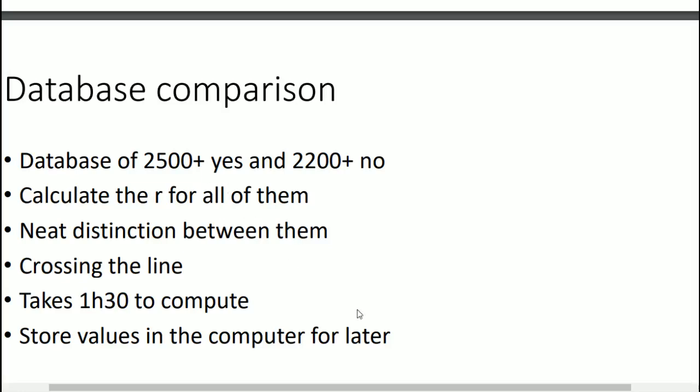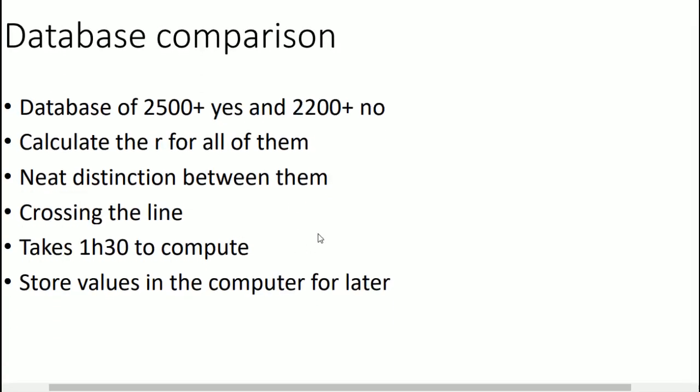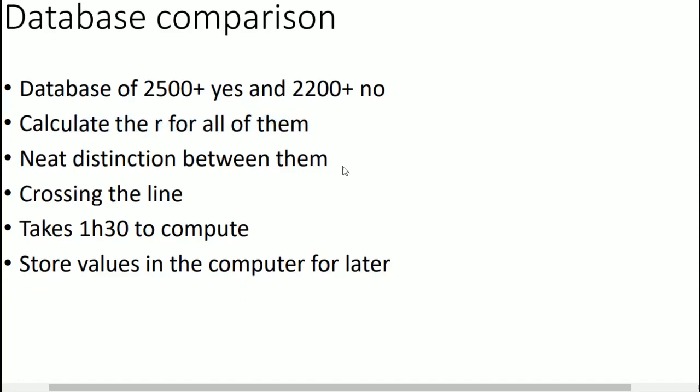So what we will notice in the next diagram is a neat distinction between them, but some of them are crossing the line. Also, it takes nearly 1 hour 30 to compute all of them, so I recommend to store the value. Once you do the step of calculating the R for all of them, you store them using the MATLAB right click and save as, so you can reuse it later, which is very convenient.